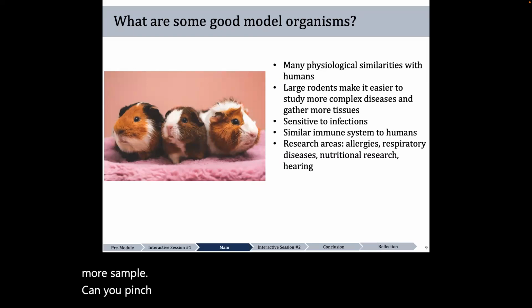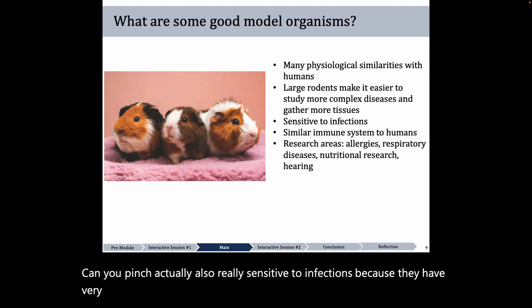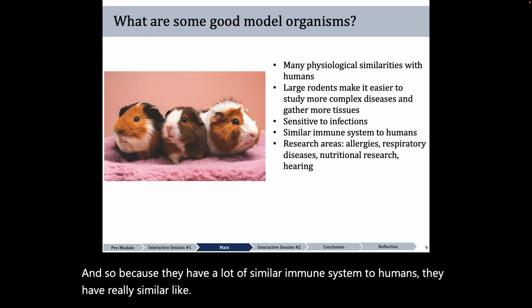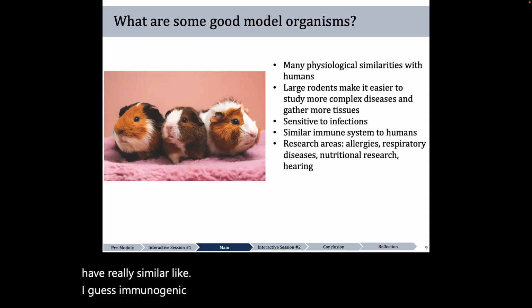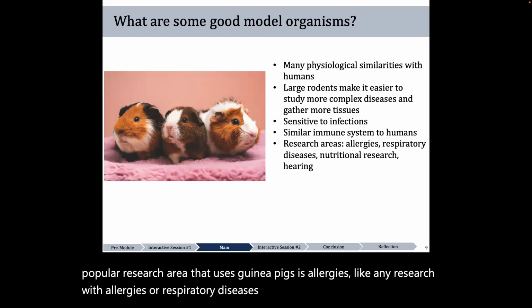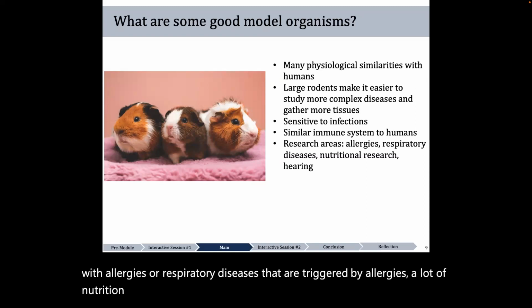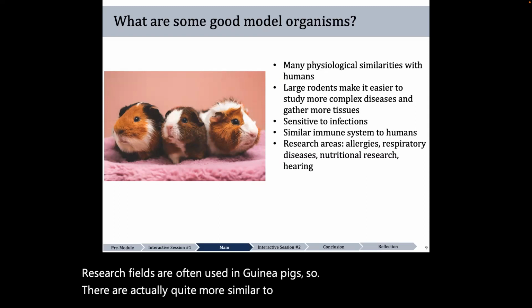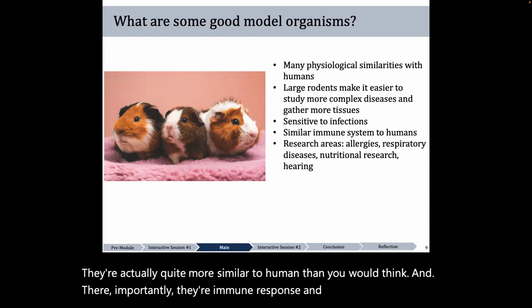Guinea pigs are also really sensitive to infections because they have very similar immune systems to humans. Because of that, they have really similar immunogenic effects and reactions to humans. So a popular research area that uses guinea pigs is allergies, like any research with allergies or respiratory diseases that are triggered by allergies. A lot of nutritional research and hearing research is also done in guinea pigs. So they're actually quite a bit more similar to a human than you would think. And importantly, their immune response is very similar to that of humans.